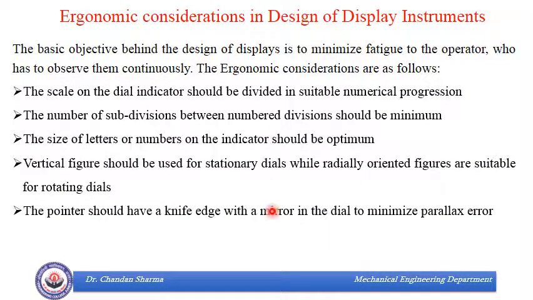Scale on the indicator should be divided into suitable numerical progression. The number of subdivisions between number divisions should be minimum. Size of letter or number should be appropriate. Vertical figures should be used for stationary dials, while radially oriented figures should be used for rotating dials. The pointer should have a knife edge to avoid error due to parallax. These were the ergonomic considerations in the design of display instruments.